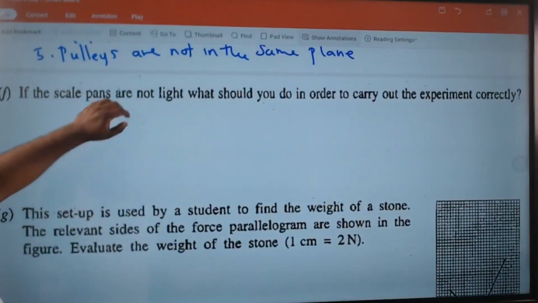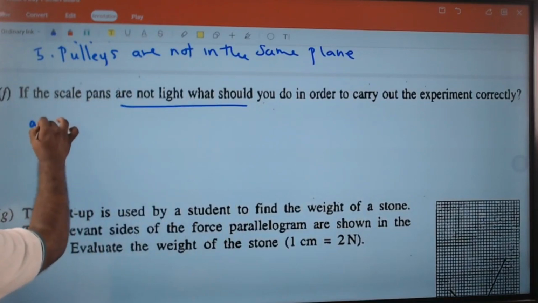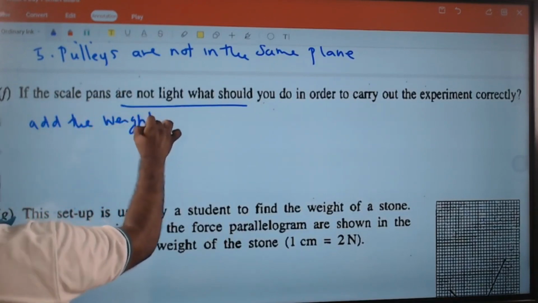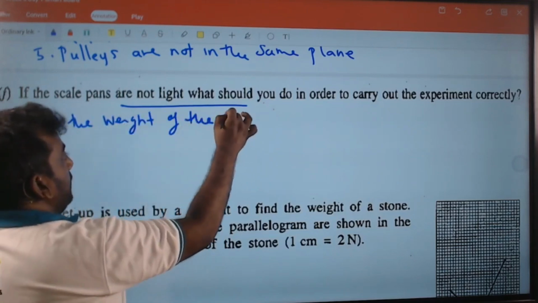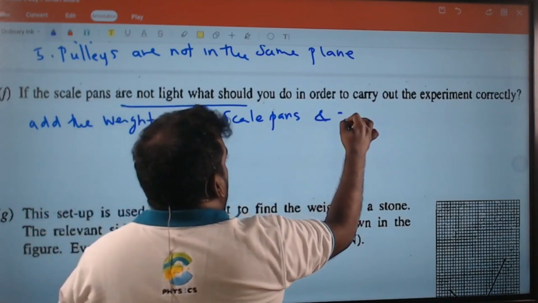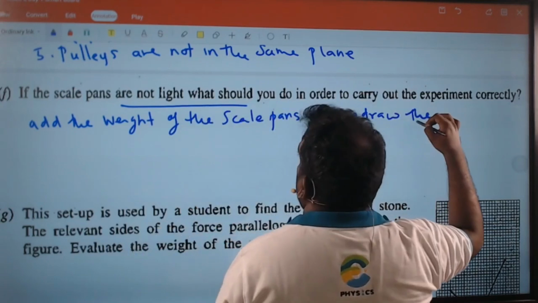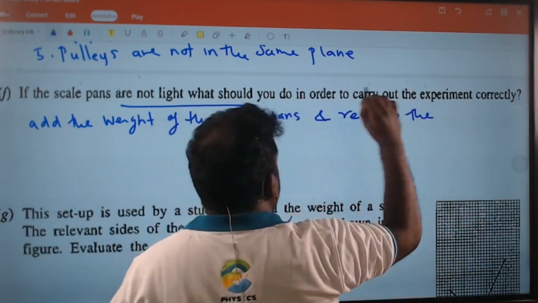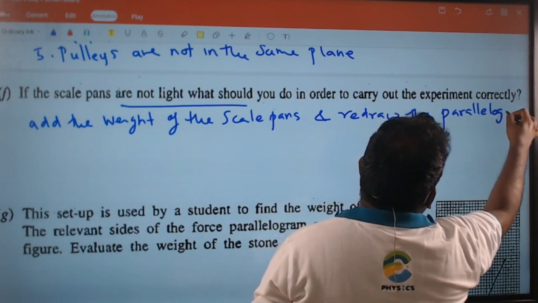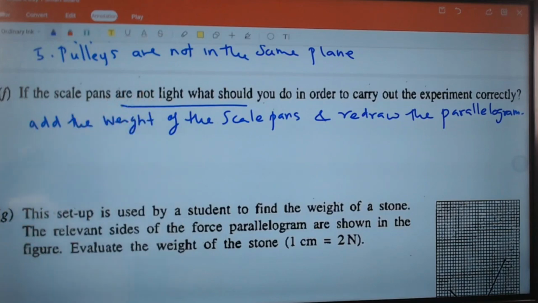If the scale pans are not light, what should you do? Add the weight of the scale pans and redraw the parallelogram. So what you do is you add the weight of the scale pans, redraw the parallelogram.